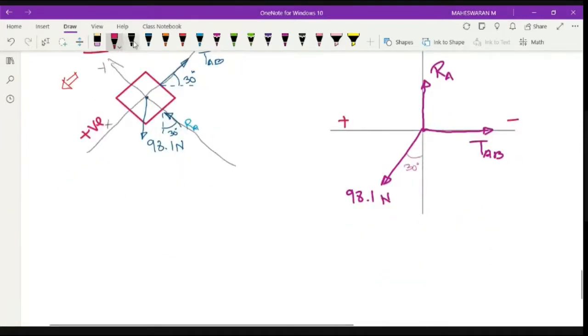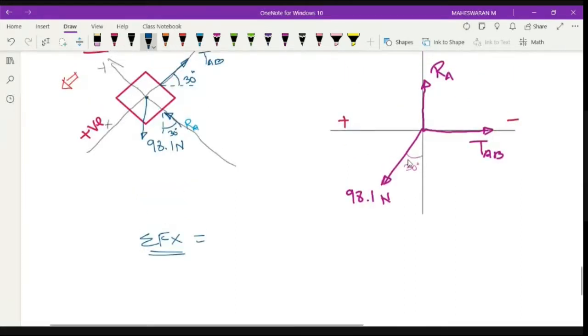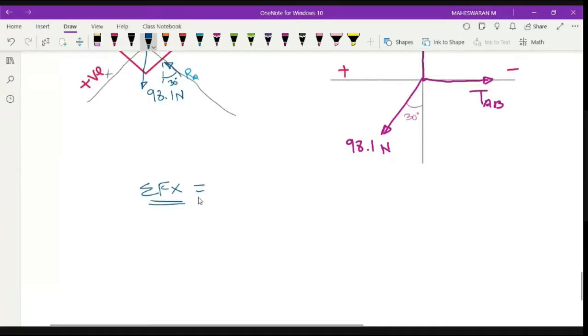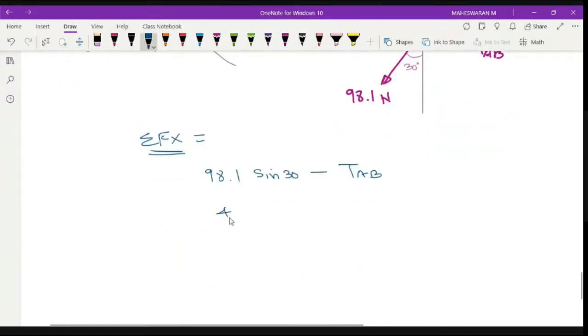When I consider here, this is positive, this is negative. So what I can do, I can identify sigma Fx. Fx is enough in this case because we are concentrating only on TAB, not on RA. Let us identify the value of sigma Fx, because Fy will be 0. There is no friction force, so no need to worry. So you'll get 98.1 sine 30 minus TAB. This is my sigma Fx, which means 49.05 minus TAB.